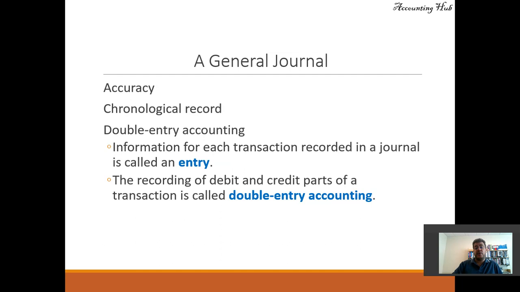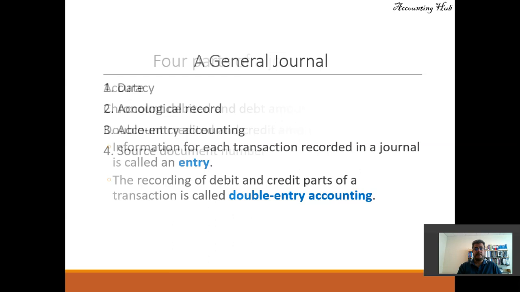Double entry accounting. Information for each transaction recorded in a journal is called an entry. So each entry is one transaction, we call it an entry. And what is double entry? The recording of the debit and credit parts of a transaction is called double entry accounting. Double, debit and credit. Remember, credit is where the money comes from, debit is where the money goes. So we may have more than one debit and more than one credit. However, the sum of debits must match the sum of credits.